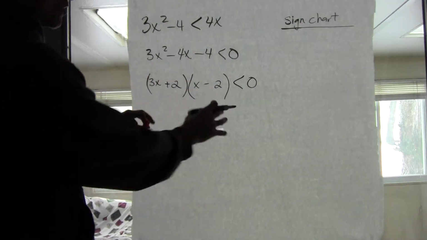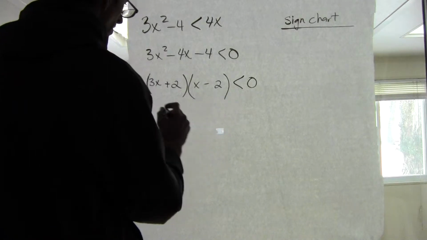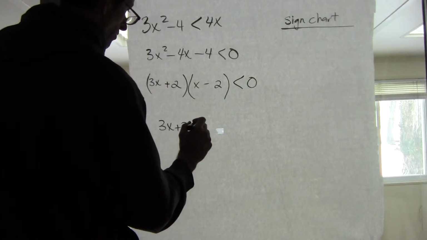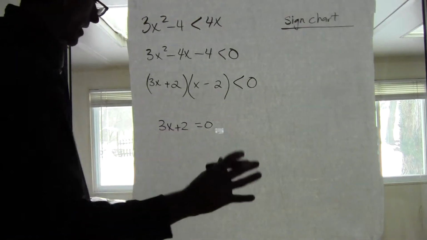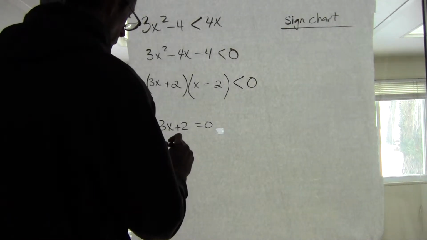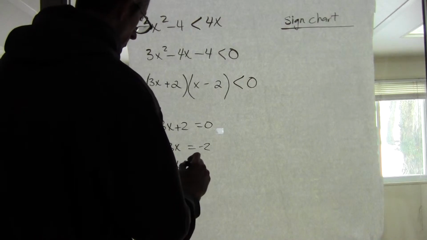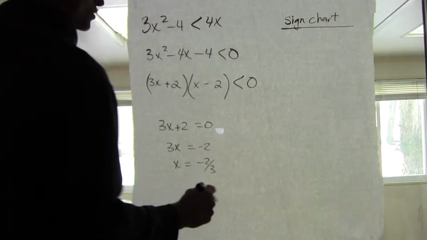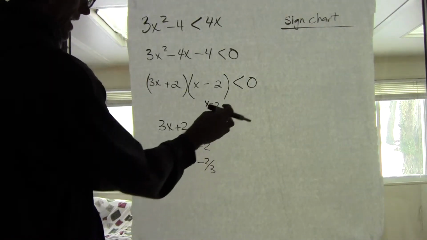We got 2 roots. The first one you can see immediately, x is just 2. Now the second one, let's say it's 3x plus 2. What I'm doing is basically saying equals 0, just to find that root, if you will. So 3x equals negative 2. x equals negative 2 thirds. So those are my 2 special points. x is 2, and x is negative 2 thirds.